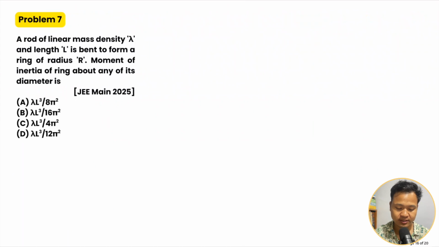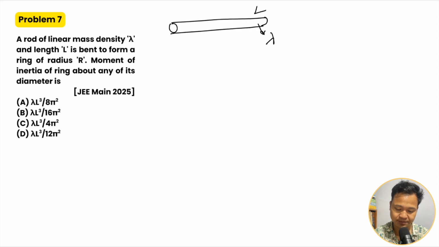Right, now the problem: a rod of linear mass density lambda, length L, is bent to form a ring of radius R. Moment of inertia. See, I have a rod with mass M, linear mass density lambda, and length L. Now it is bent to form a ring.